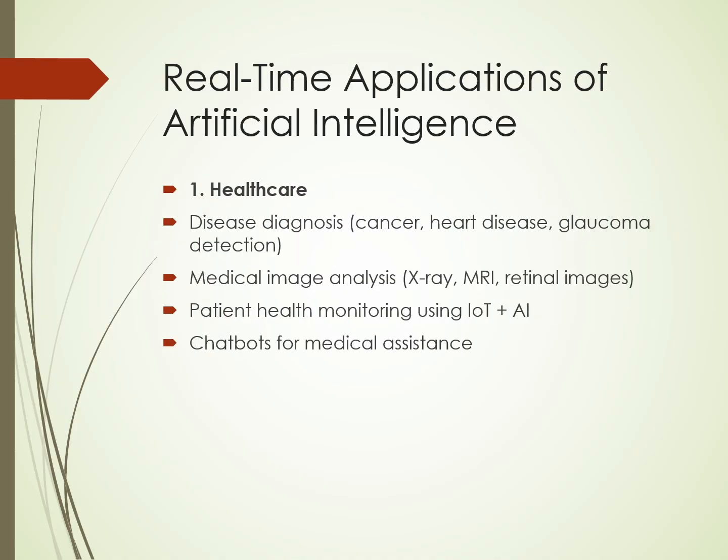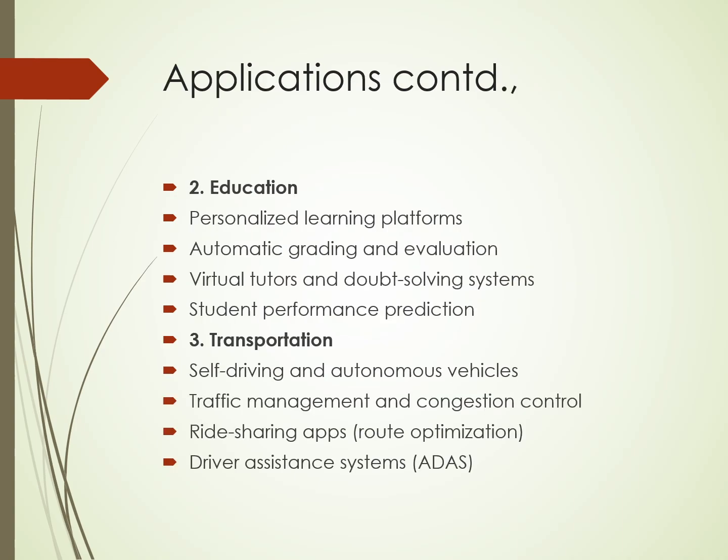What are the real-time applications of artificial intelligence? The first one is the healthcare industry. In this, it is used to diagnose diseases and used for medical image analysis, patient health monitoring, and chatbots for medical assistance. The second one is education. It is used for personalized learning platforms, automatic grading and evaluation, virtual tutors, doubt solving systems, and student performance predictions.